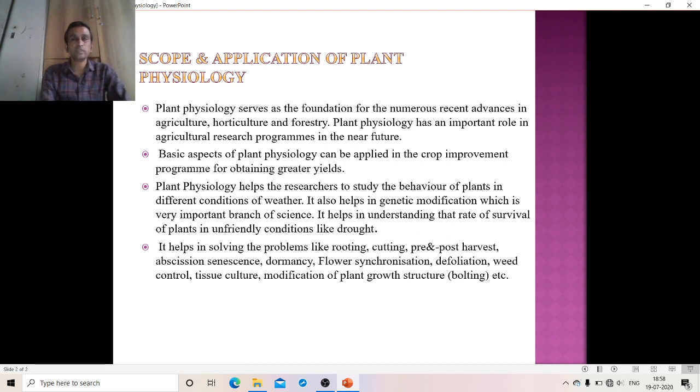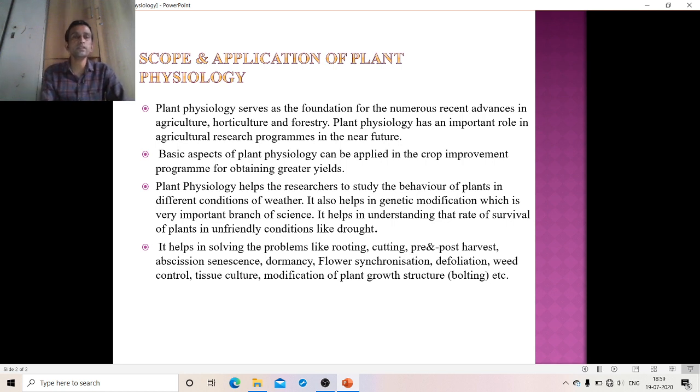Then next, plant physiology has an important role in agriculture research programs in the near future. In the near future, as the population of India increases, we require a large amount of food crops and grain crops. We develop these food crops as well as grain crops. We know the physiology of the plant. Then we change that plant's genetic makeup. Then we take more yield from that particular plant. This is the important role of plant physiology in agriculture research programs also.